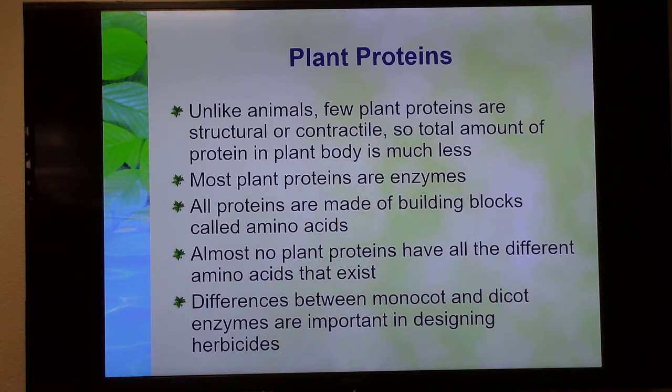But it's a bigger challenge to understand plants to the point that you can eat nothing but plants than it is to eat animal product. Differences between monocot and dicot enzymes are important in designing herbicides. We've talked about how some herbicides will hit monocots and some will hit dicots. It's because of the enzymes. So that goes back to the family of proteins as explaining what is the difference, and it's the proteins.